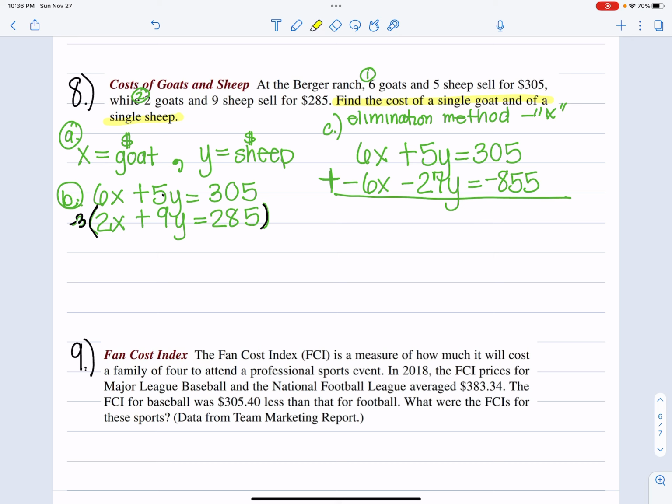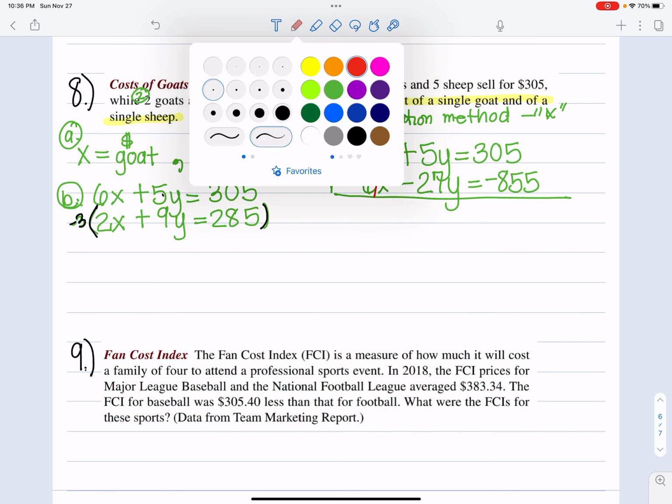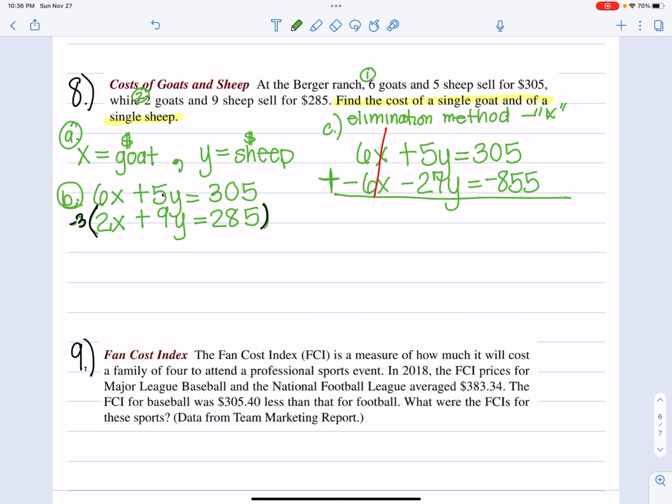Now look what canceled. Just like I said, what I want to cancel is x, right? This cancels. That's what I want. So when I do y, I get negative 22y equals, and now let's do it in our calculators. Let's add these two. We got 305 plus a negative 855, right? And I get a negative 550. Everybody with me?